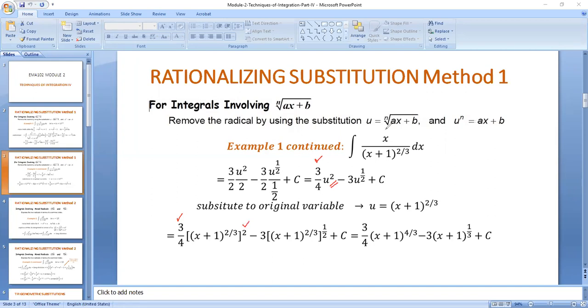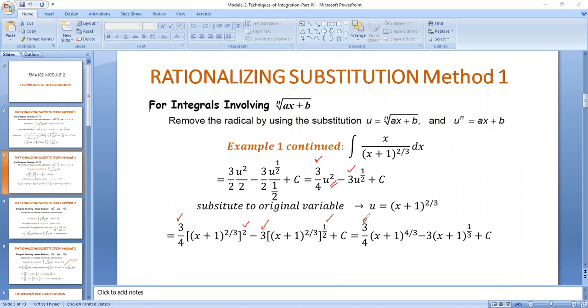Okay? Now, minus 3. Check, you have minus 3. This is u raised to 1/2. So what is u? Copy again. Quantity x plus 1 raised to 2/3, and it will be raised to 1/2. Because you see this, it's 1/2. So it's raised to 1/2. Plus c. The rest is simplifying this expression.